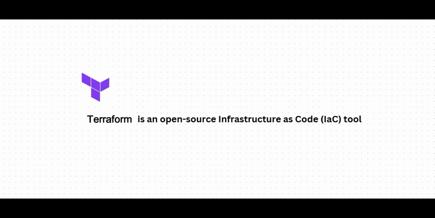So now the next question that comes up is, what is state? Inside the state, Terraform keeps track of the state of your infrastructure. This means it knows which resources exist, their configuration, and what needs to be updated or removed when changes are made inside the configuration file.